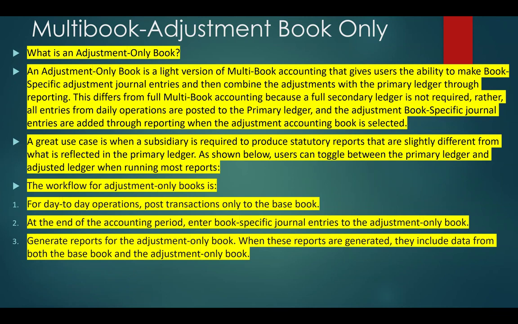If you talk about the use cases, if you require statutory reports that are different from your primary book accounting, you can toggle between the primary ledger and adjustment ledger by running that report. The workflow is that for day-to-day operations you post transactions only to the base book, and at the end of the accounting period you enter specific journal entries to the adjustment only book. Then generate reports for the adjustment only. When these reports are generated, they include data from both the base book and adjustment only.